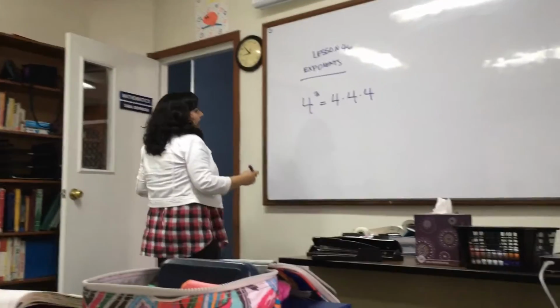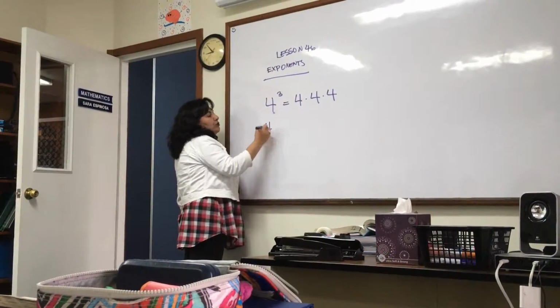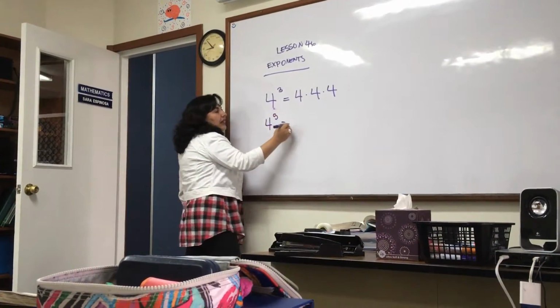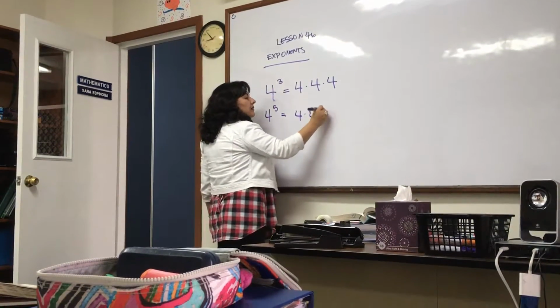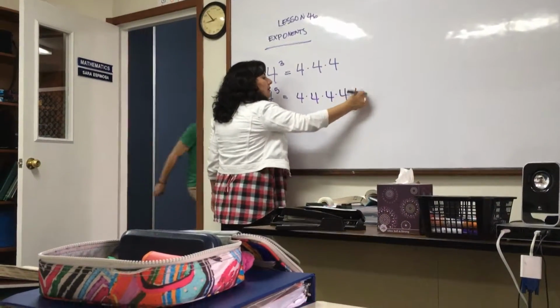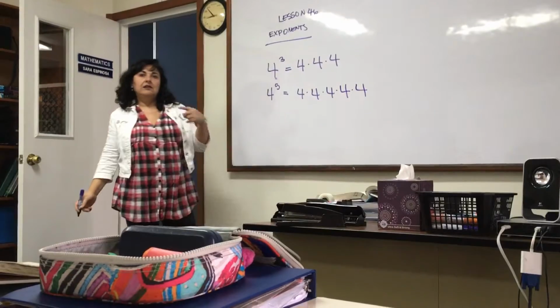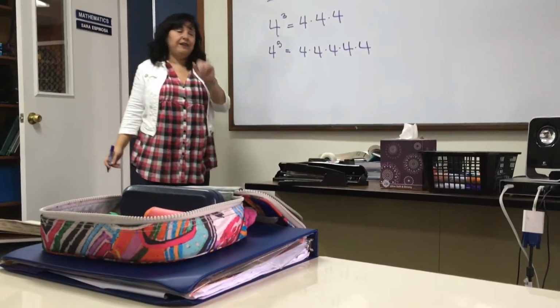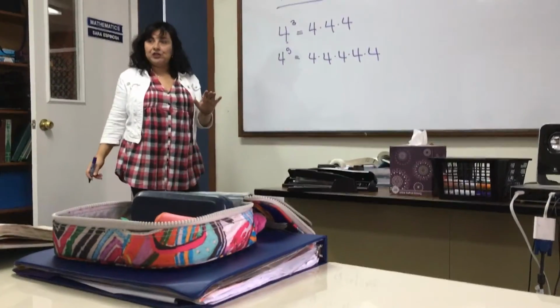So if I have 4 to the 5, that means you have to multiply 4 times itself, 5 times. Okay. That part's clear.